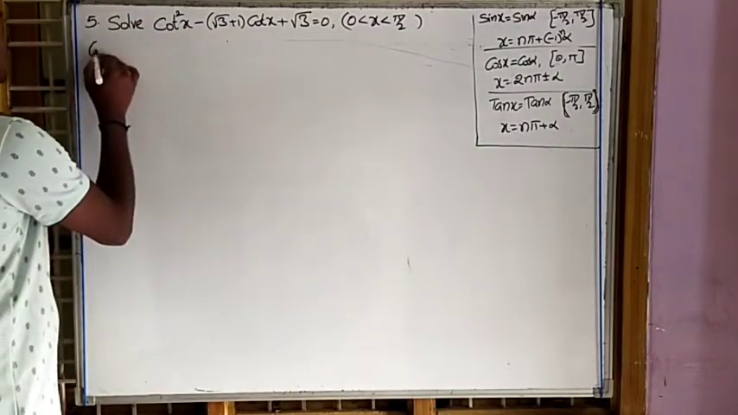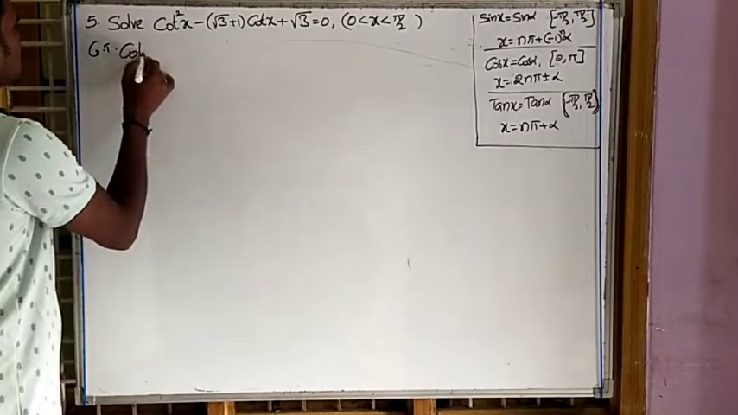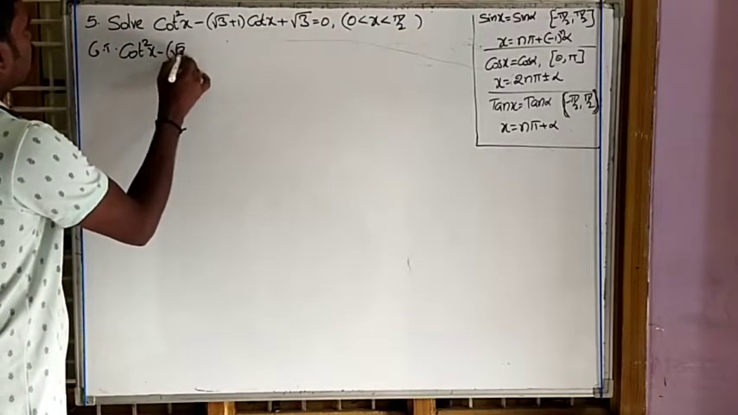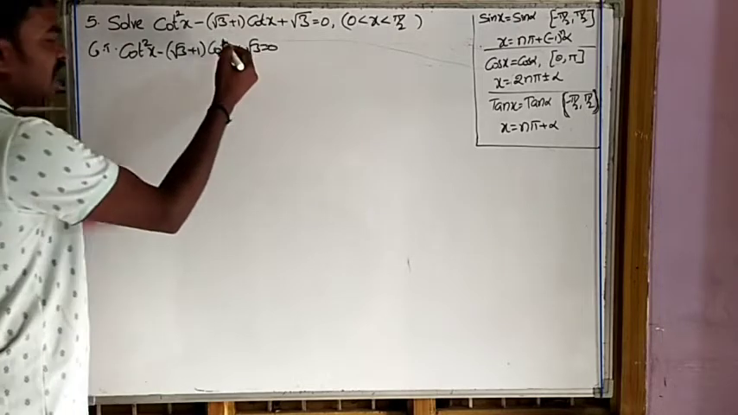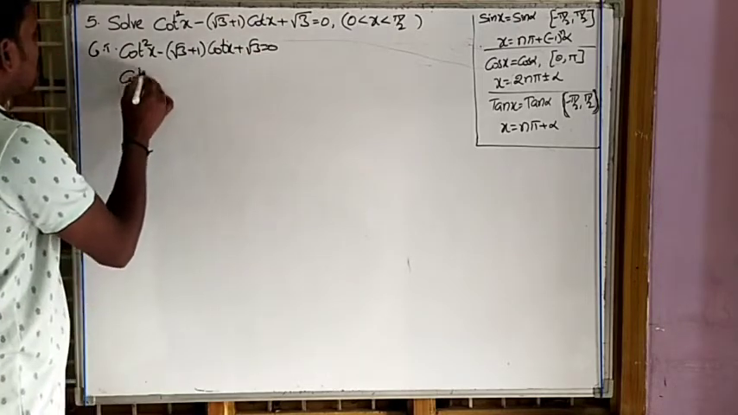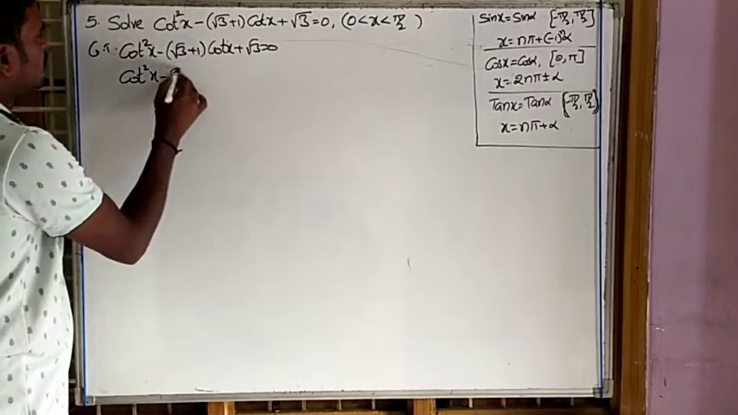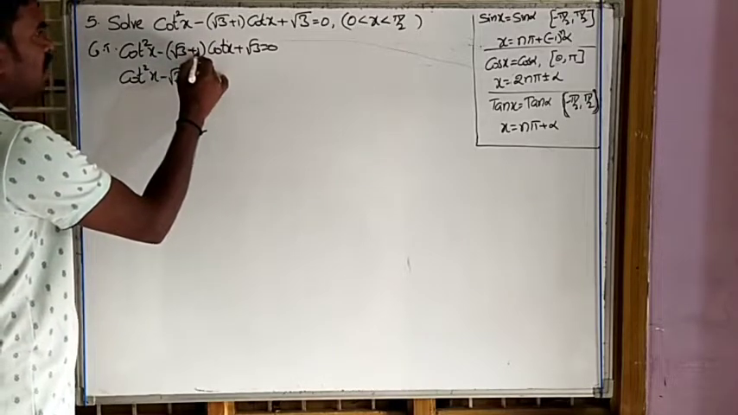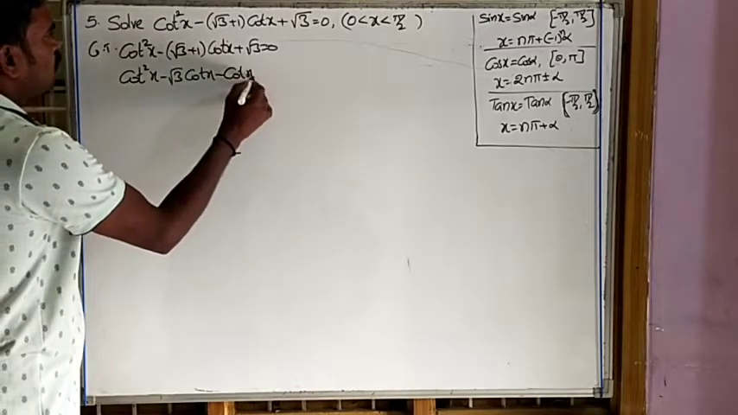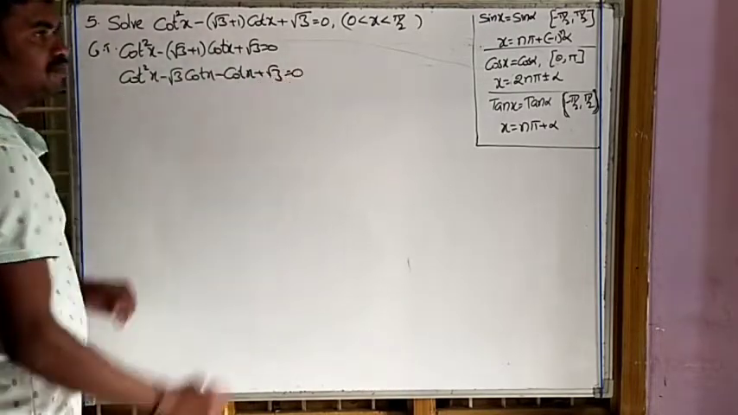Given that, first write it as it is: cot square x minus root 3 plus 1 into cot x plus root 3 is equal to 0. First we have to simplify this. Cot square x minus root 3 into cot x minus root 3 cot x minus cot x plus root 3 is equal to 0.